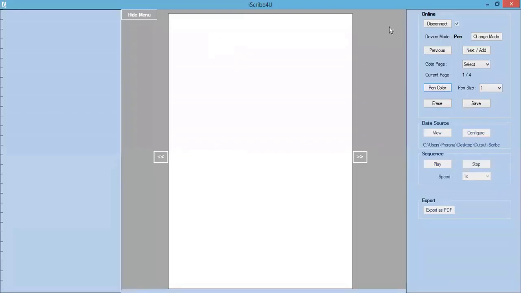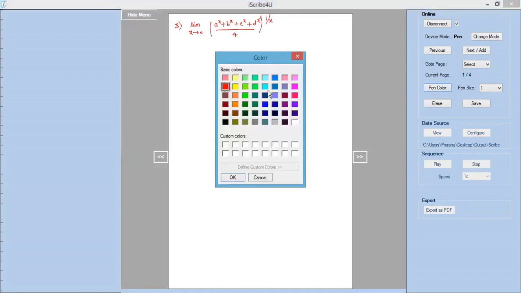I'll take up the third question now. The question is limit as x tends to 0, a power x plus b power x plus c power x plus d power x, the whole divided by 4, the whole power 1 by x. So let us solve this problem now.